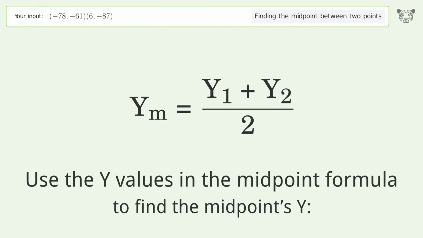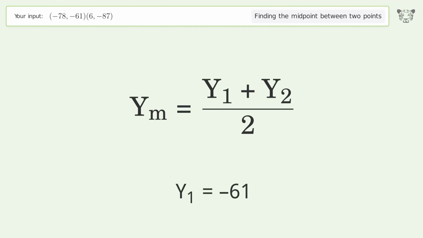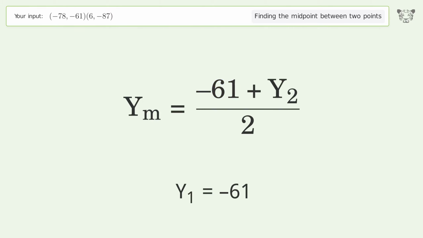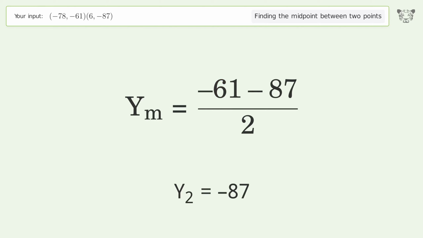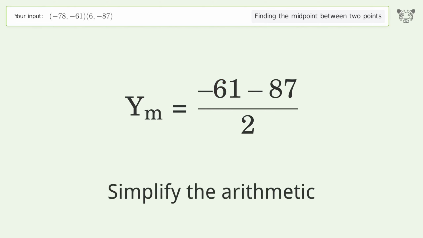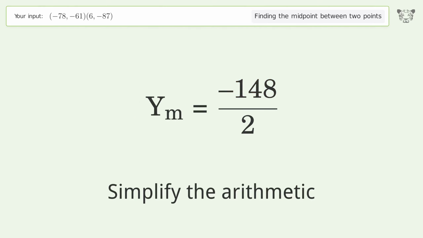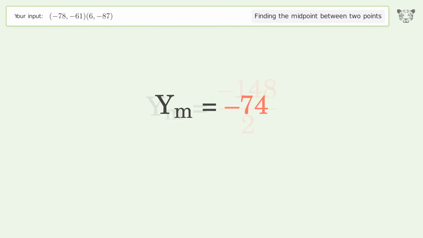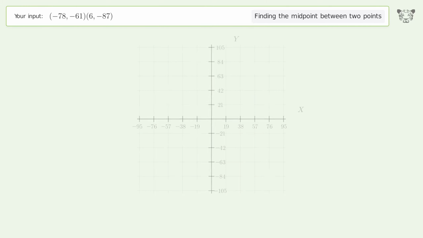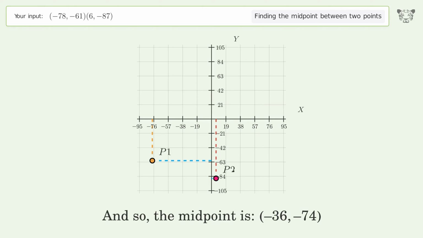Use the y values in the midpoint formula to find the midpoint's y. y1 equals -61. y2 equals -87. Simplify the arithmetic. And so, the midpoint is -36, -74.